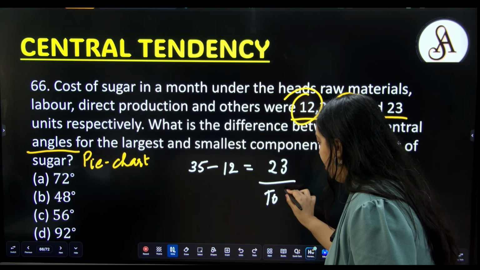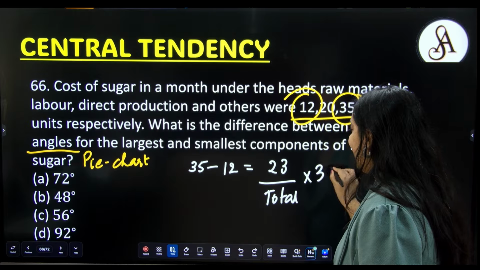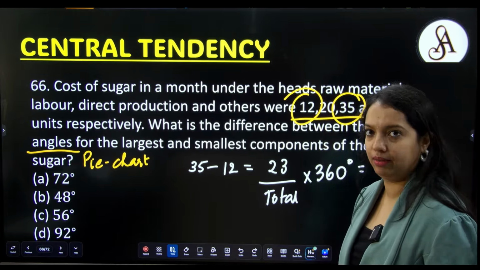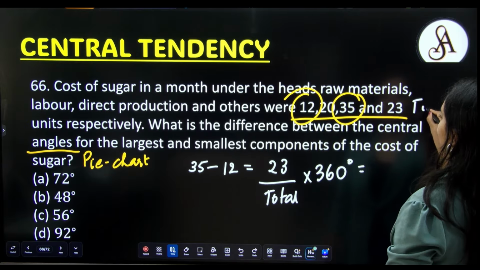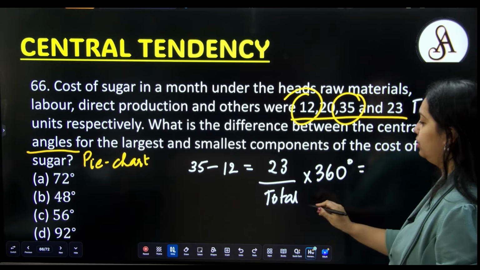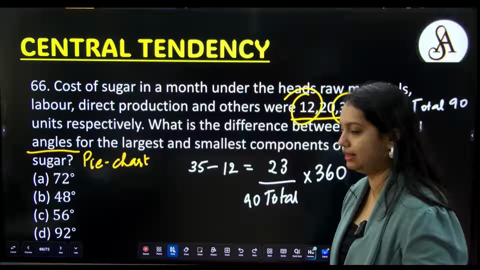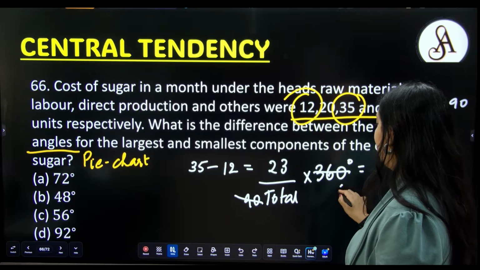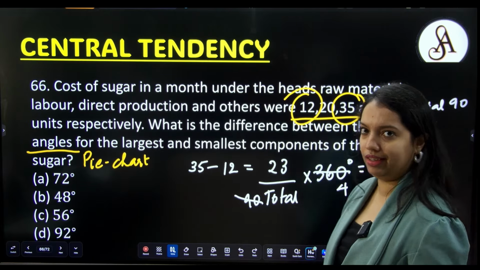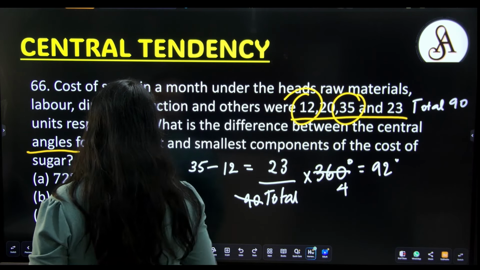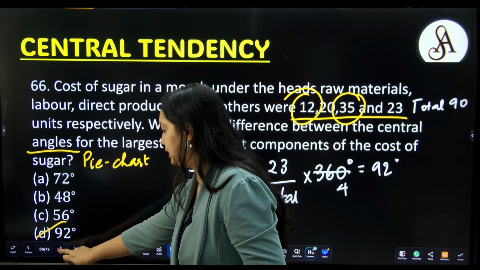By the total, multiply it with 360 degree, you get the angle. Divided by total. What's the total? 12, 20, 35, 23. So I'm getting total as 90. So divided by 90 into 360. Basically 90s and 90s cancel, it is 23 into 4. 92 degree is the difference between largest and smallest angle.